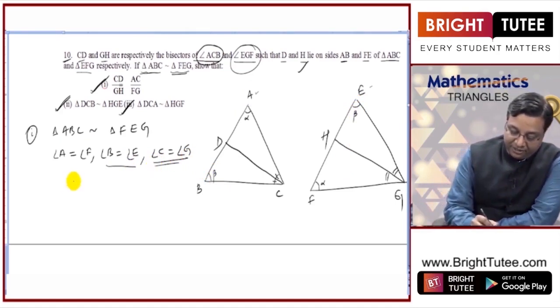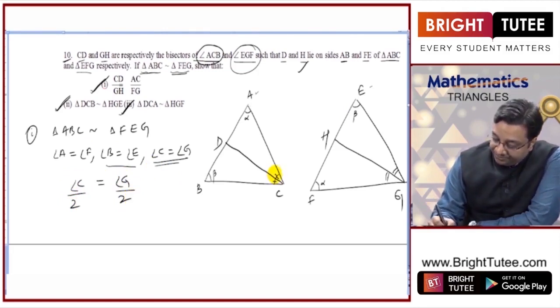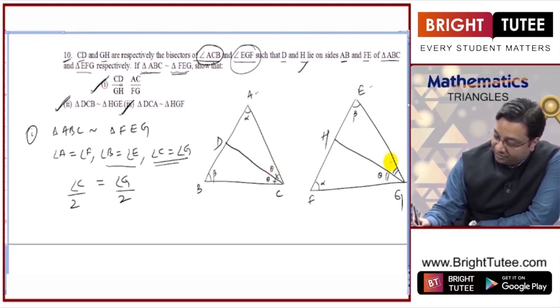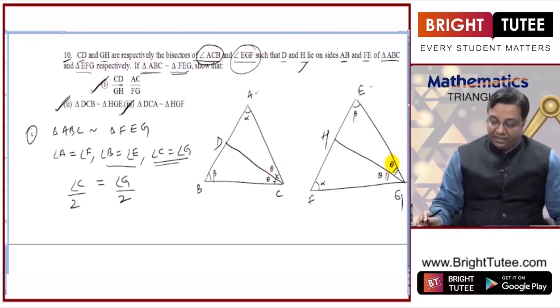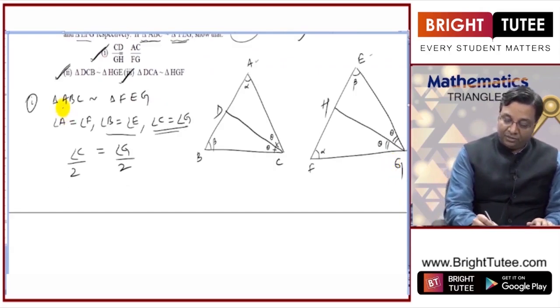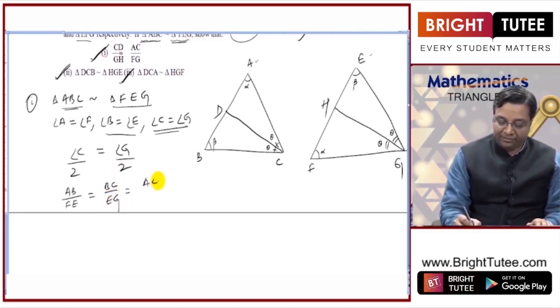If angle C is equal to angle G, what will be half of angle C? Half of angle C will be equal to half of angle G. So if half of angle C is theta, then half of angle G will also be theta. So this part is also theta, this part is also theta. Now that I have named these, it is easier for me to visualize. Also, these two triangles are similar, that means the ratio of their sides is equal: AB by FE, BC by EG is equal to AC by FG.